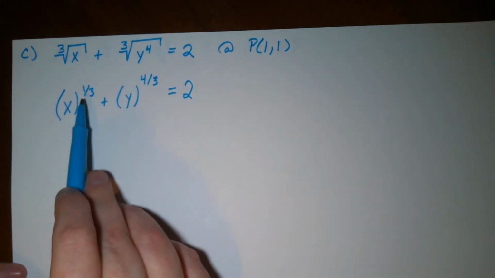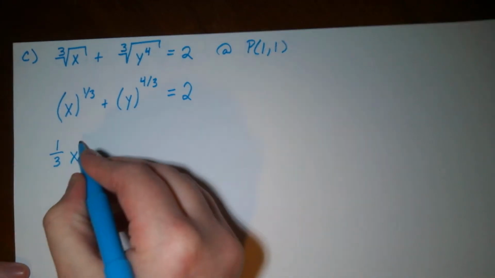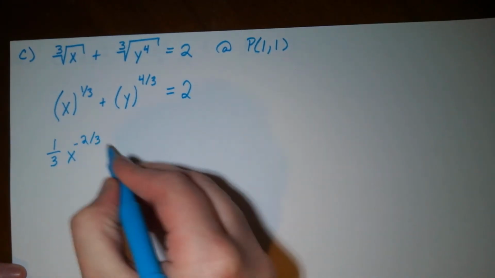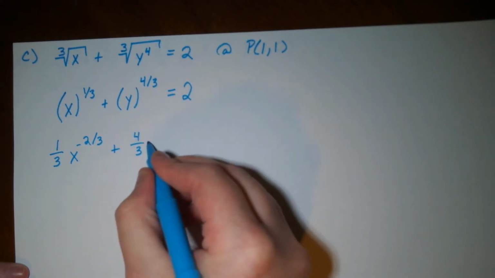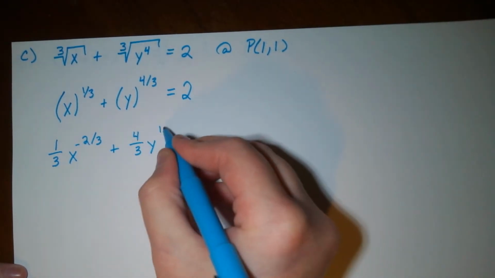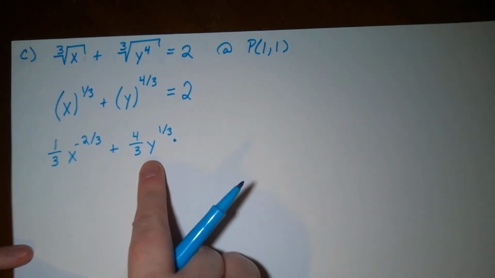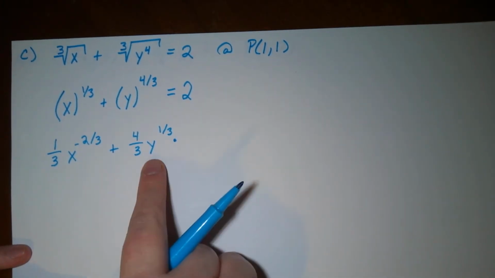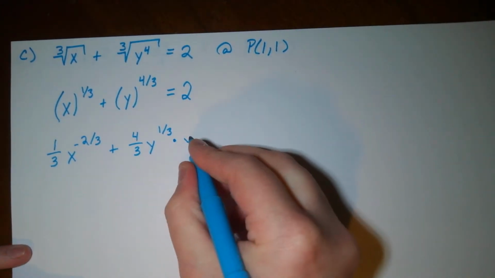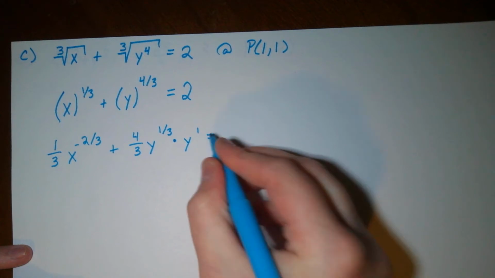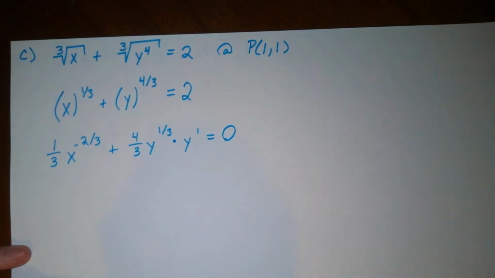So the derivative of x to the 1/3 is going to be 1/3 x to the negative 2/3, plus this is going to be 4/3 y to the 1/3. And don't forget, whenever we take the derivative with respect to y, to change that so that it's actually the derivative with respect to x, we need to multiply by y prime, equals, and the derivative of 2 is going to give us 0.